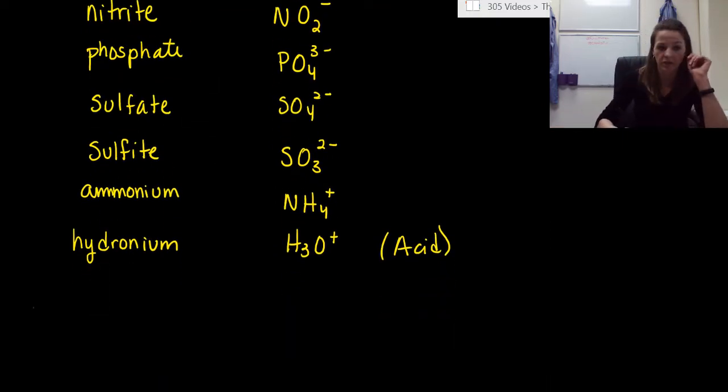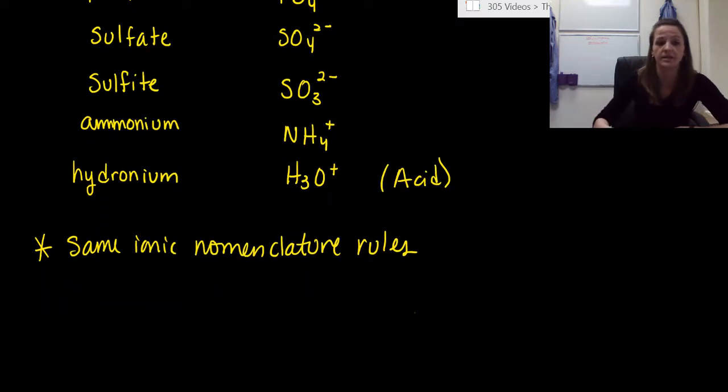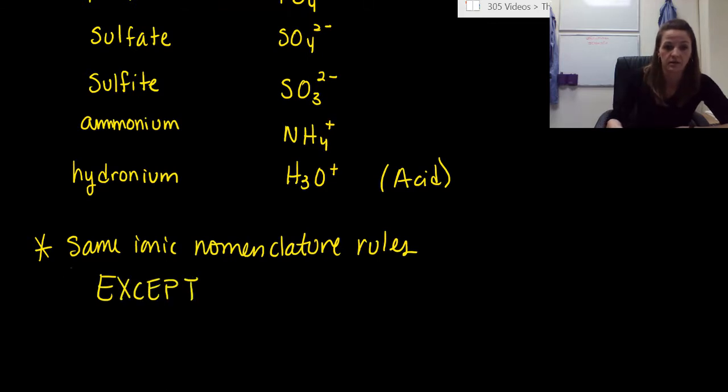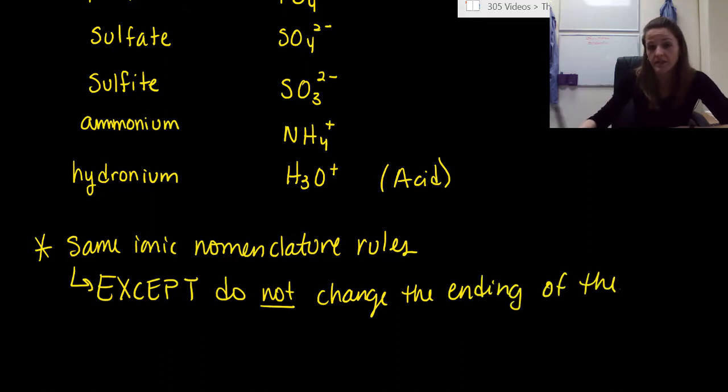Now, in terms of nomenclature, they use the same nomenclature as the ionic rules. So same ionic nomenclature rules. But there is one exception, and this is a big exception. Except, do not change the ending of the polyatomic anions.